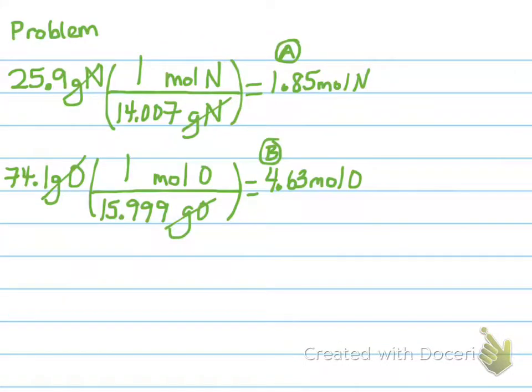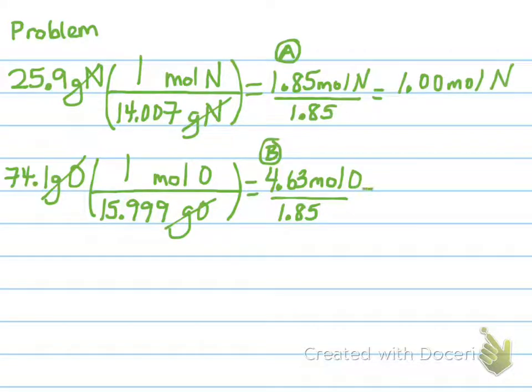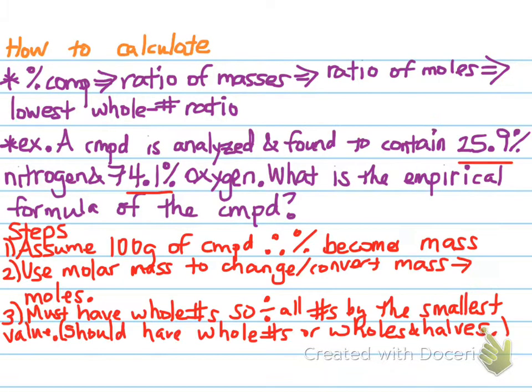So now we're going to go ahead and do this, right? So our smaller number is our nitrogen. So we're going to take both of these and divide them by the 1.85. That makes this 1.00 moles of nitrogen. And again, I'm being consistent about my significant figures. So I'm going to take my B and divide it by my A. And with three significant figures, I get 2.50 moles of oxygen.